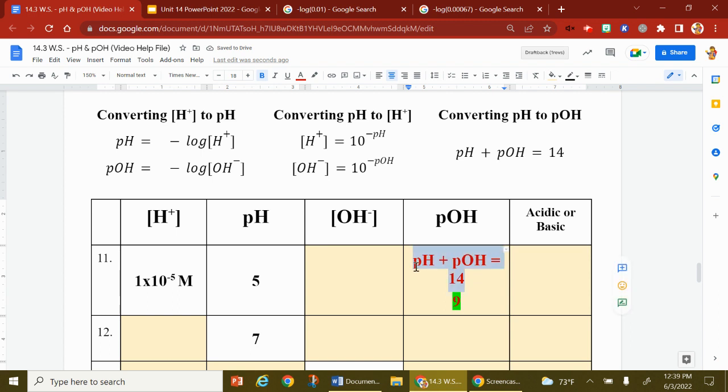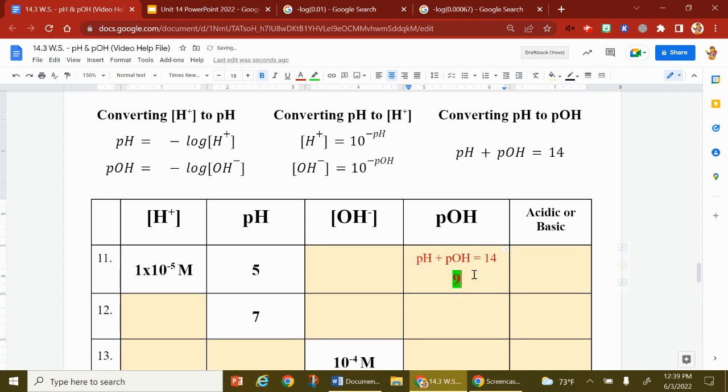Let me just unbold this a little bit. Let me make it a little bit smaller. So the pOH is 9.